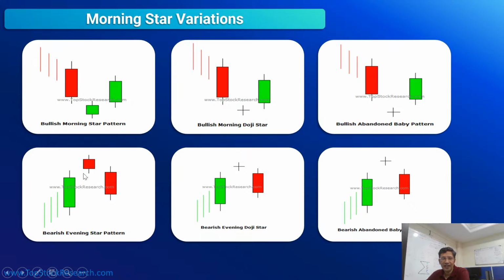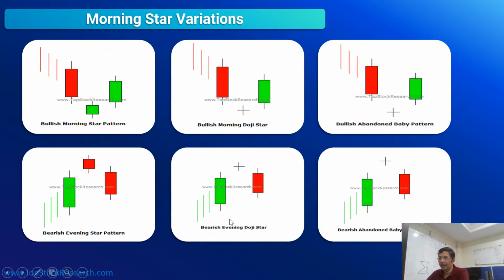Just opposite of that is basically evening star. It's formed just opposite, in the uptrend, with a small red candle followed by certain gaps on this side as well as this side.